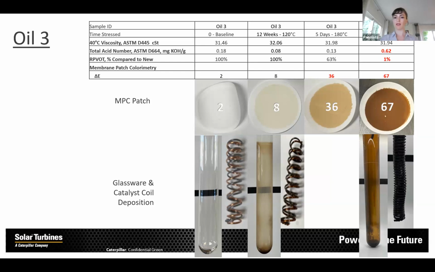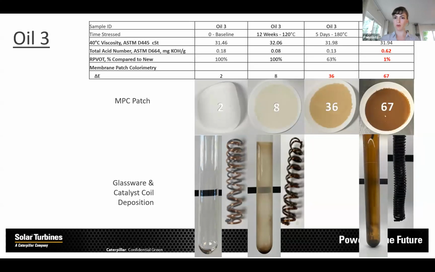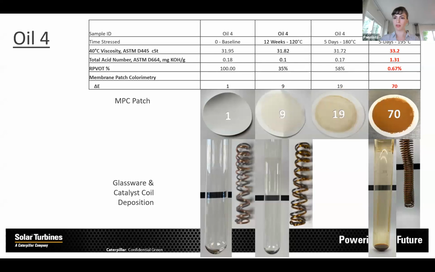But in some cases, let me see if I can pinpoint the one that Vanda might be talking about. So yeah, pretty much all of these examples, from 0.18 to 0.1, we're still within that margin of error. I would expect the TAN to be, in reality, more or less the same between the baseline and the 120 degrees Celsius test results here.